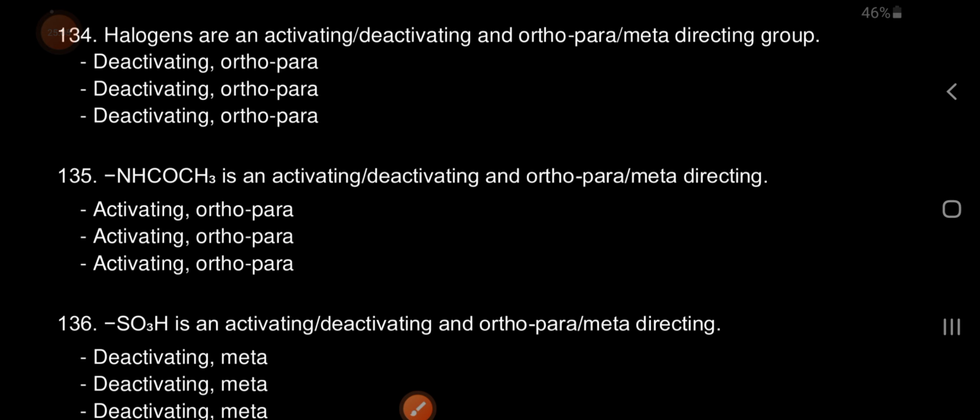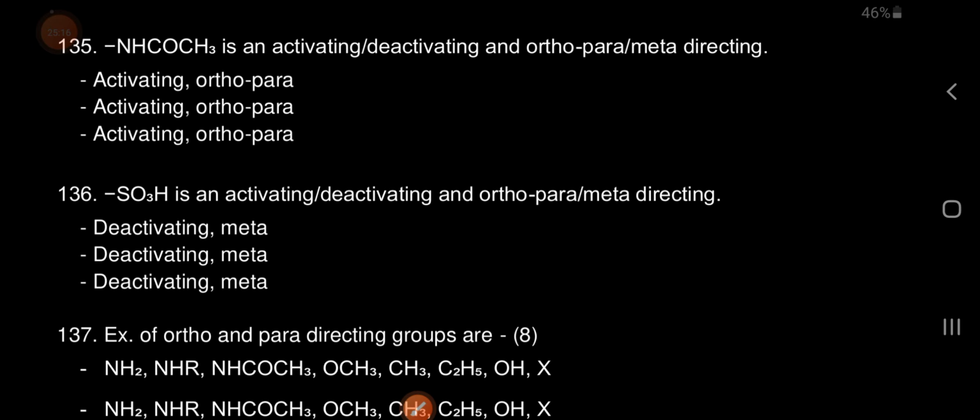NHCOCH3 is activating or deactivating, and ortho-para or meta-directing? Activating, ortho-para. SO3H is activating or deactivating, and ortho-para or meta-directing? Deactivating, meta.